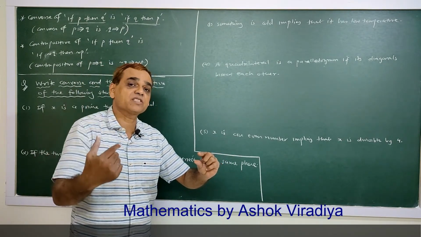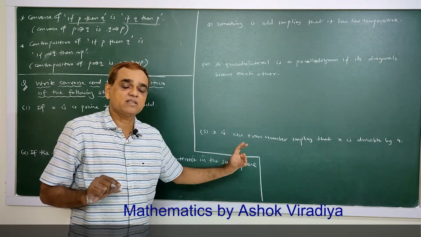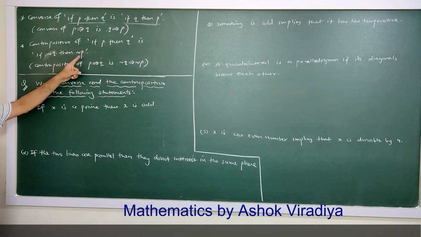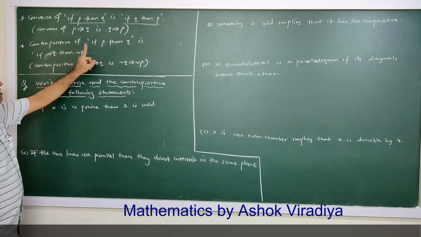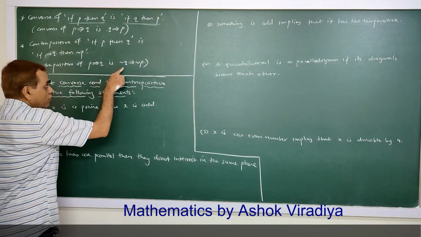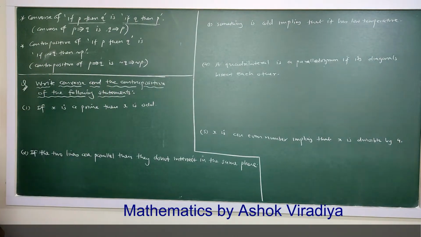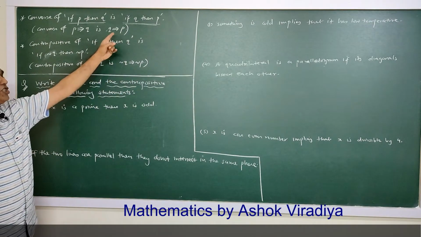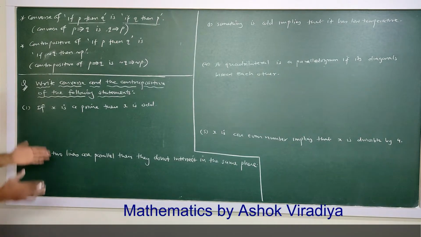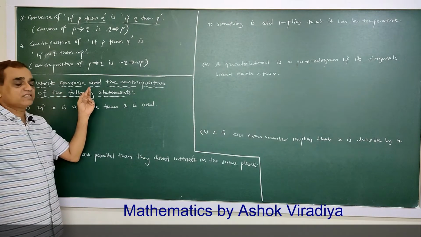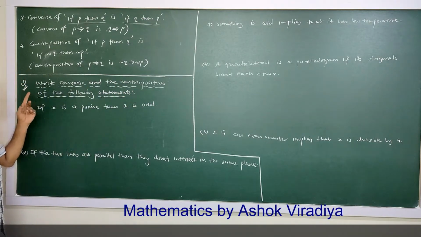We discussed 5 different ways. This was the last way in the discussed example. If not Q then not P, it is the contrapositive of if P then Q. Means the contrapositive of P implies Q is not Q implies not P. So here the meaning remains the same. Here the meaning is changed. Now to understand this converse and contrapositive, we take a question. Write the converse and contrapositive of the following statements.